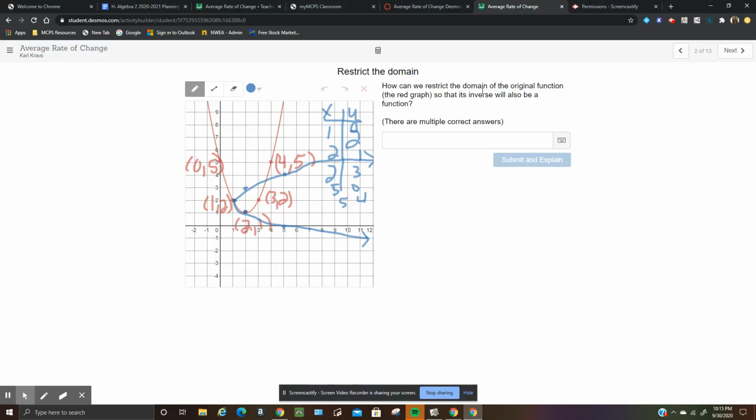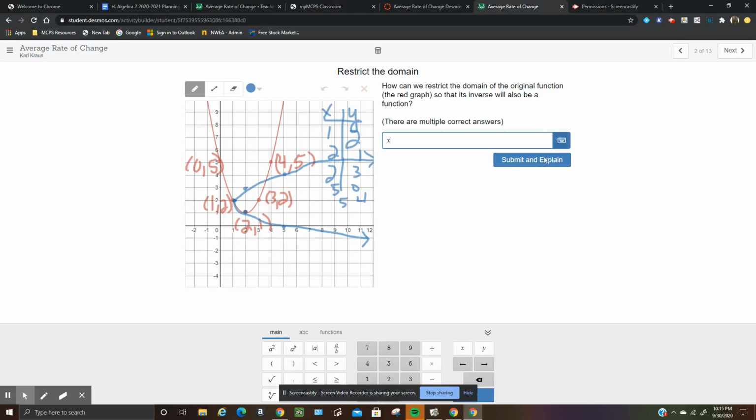How can we restrict the domain of the original red graph so the inverse would also be a function? I think we left off with this problem. So one answer could be x is greater than or equal to 2. If we restrict the domain, that's from here over on the red graph, and the inverse would be this.